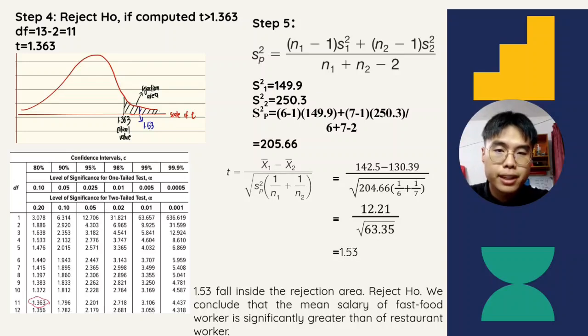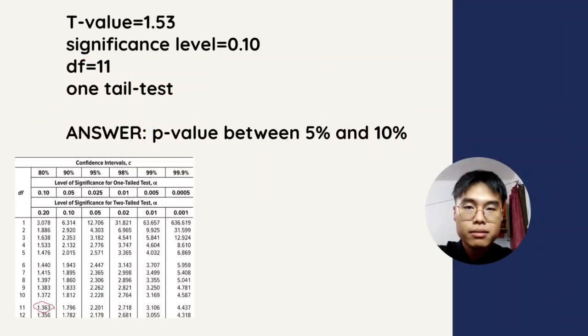Then we plug the pooled sample variance into the t formula, and we get a t statistic of 1.53. Then we interpret our result. 1.53 fell inside the rejection area, so reject the null hypothesis. We conclude that the mean salary is greater for the fast food worker than the restaurant worker. Then this question is done.